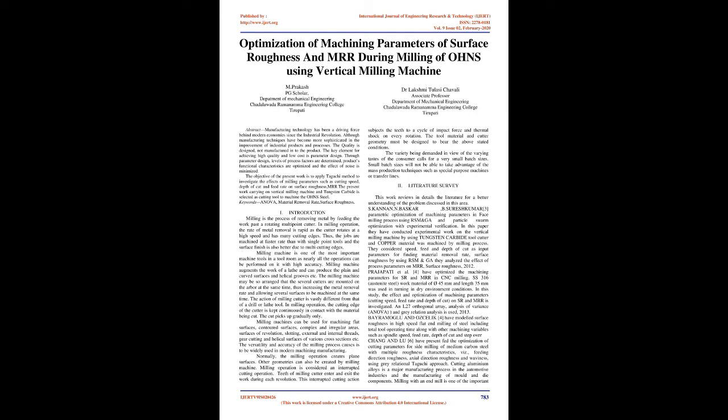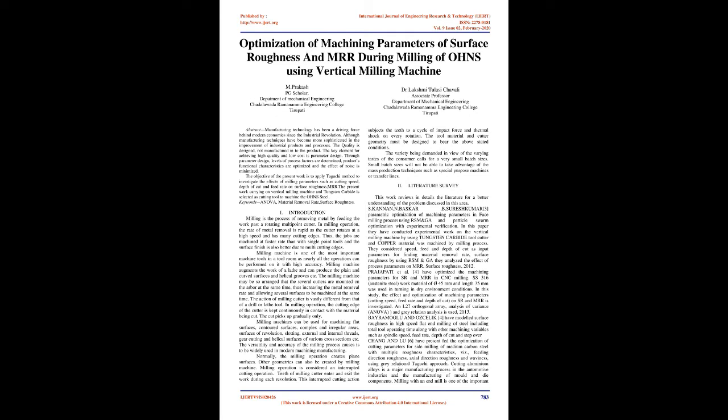Although manufacturing techniques have become more sophisticated in the improvement of industrial products and processes, the quality is designed, not manufactured into the product. The key element for achieving high quality and low cost is parameter design. Through parameter design, levels of process factors are determined, products' functional characteristics are optimized, and the effect of noise is minimized.